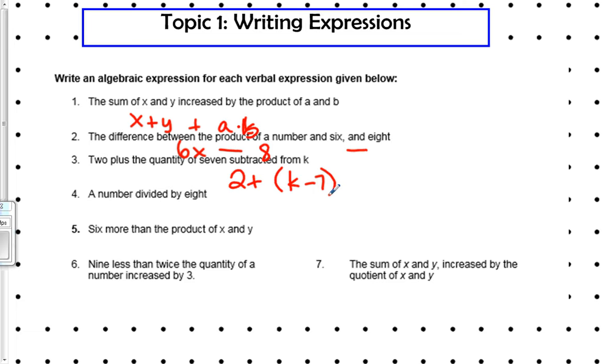You really have to think there about the wording. Some people would write 7 minus k because the word 7 came first. But if you're taking 7 away from the k, it actually comes second.